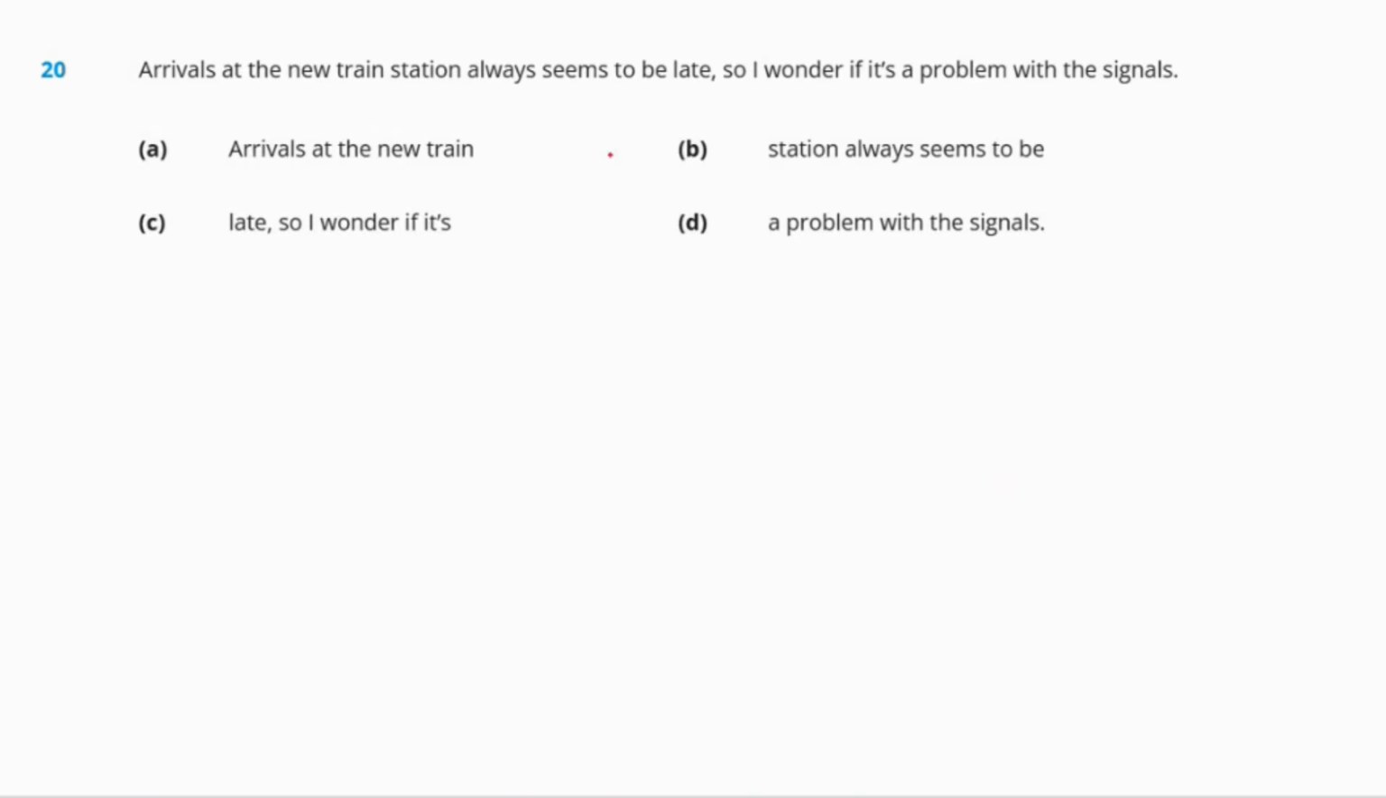Okay, option B. Now, what is the error here? The error here is this should not be "seems." Okay, "seems" is not right. Yeah, "seems" is not right. The right answer will be "seem." Okay, instead of "seems," we will use "seem."